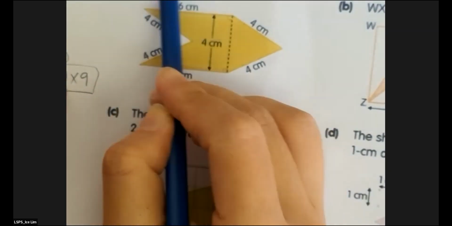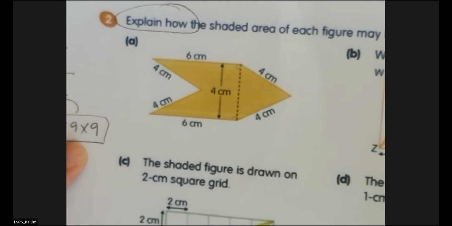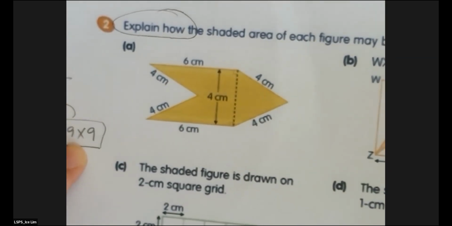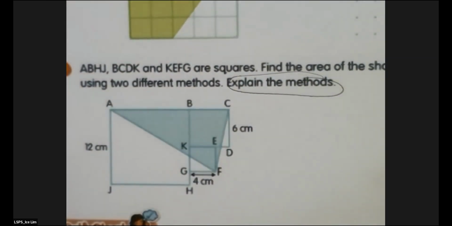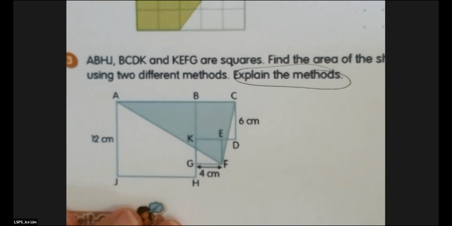Okay, moving on. This one here. Here says, explain how. That means I don't really have to calculate. I don't really need an answer. Here says, explain the methods. So I don't really have to do it. Okay, so let me explain now.